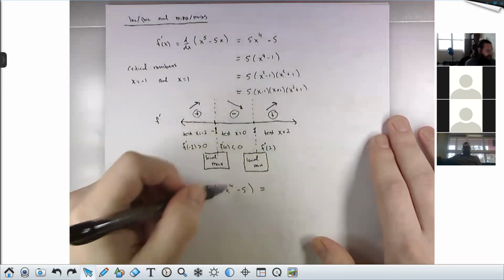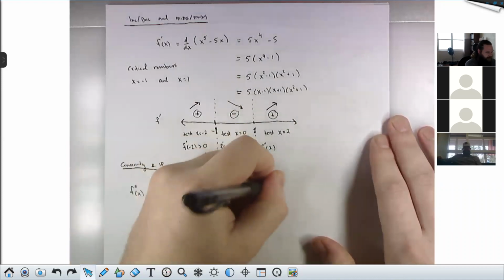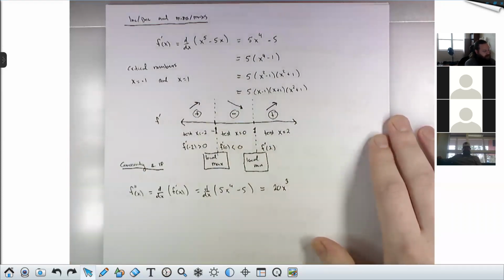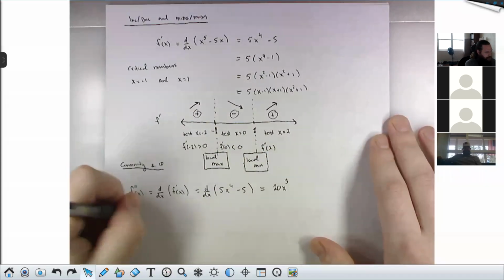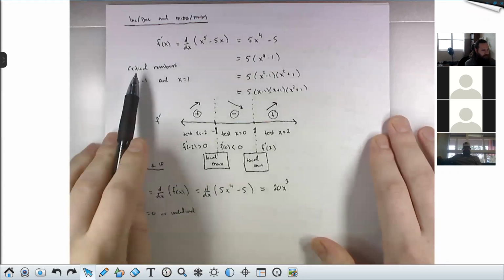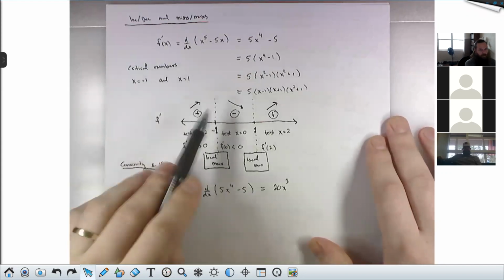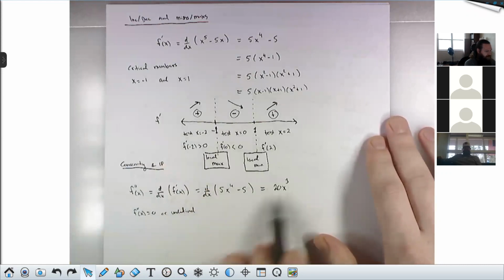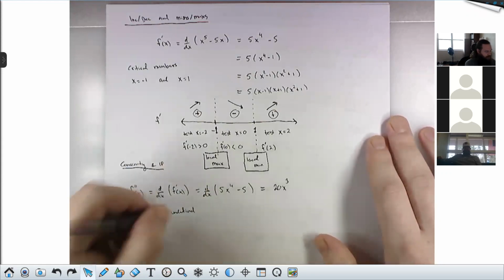So if you differentiate 5x to the 4, you're going to get 20x cubed. And the derivative of -5 is 0. So the only place where f double prime is equal to 0, or undefined, kind of what we're doing here is like finding critical numbers for f to put on the number line for f prime. We find critical numbers for f prime to put on the number line for f double prime. The only places where f double prime can change sign is if it's 0 or undefined. And that's at 0, right? The only place where this guy is 0 is at 0.